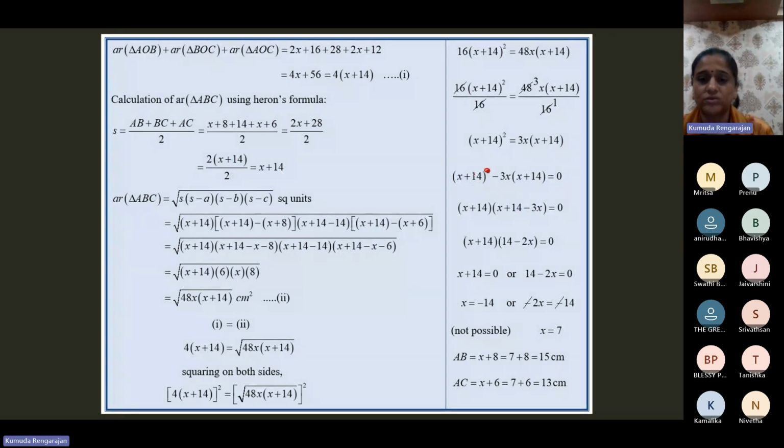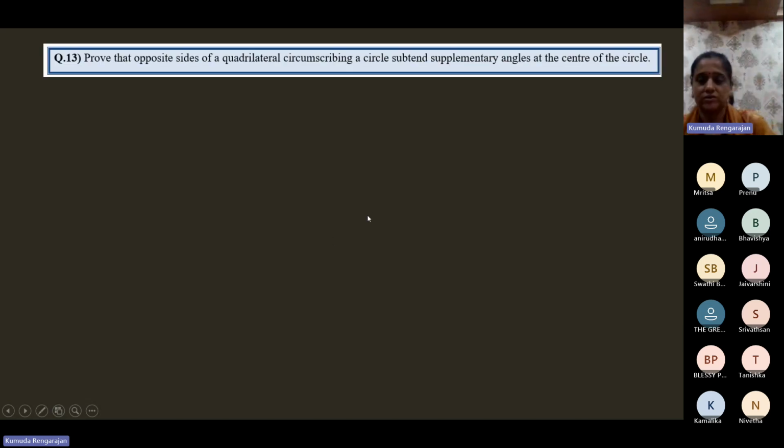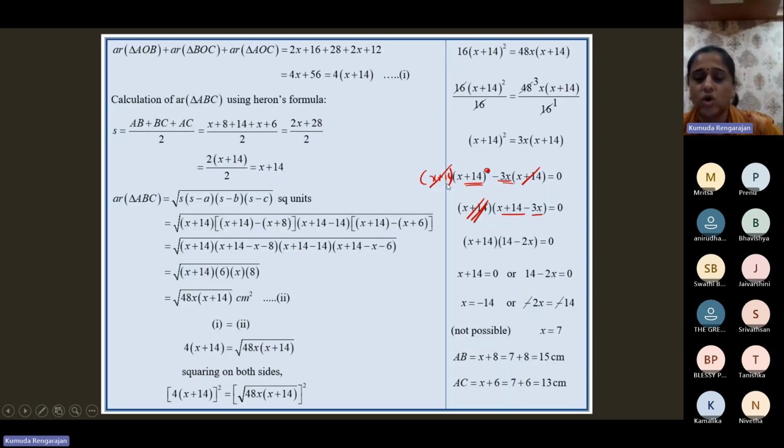I'll just remove this whole square and write x plus 14 here. So this x plus 14 is common here, right? Write the remaining inside the bracket. So write x plus 14 minus 3x. This one is common outside. So x plus 14 minus 3x in the bracket. This gives you 14 minus 2x. So x plus 14 into 14 minus 2x is equal to 0.